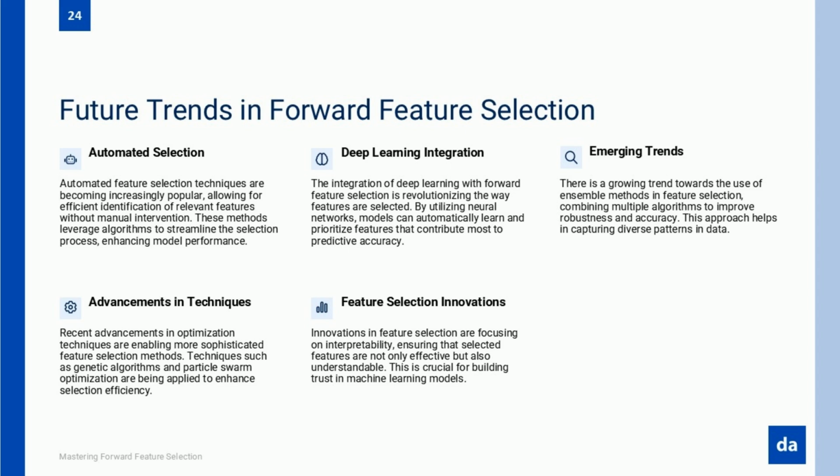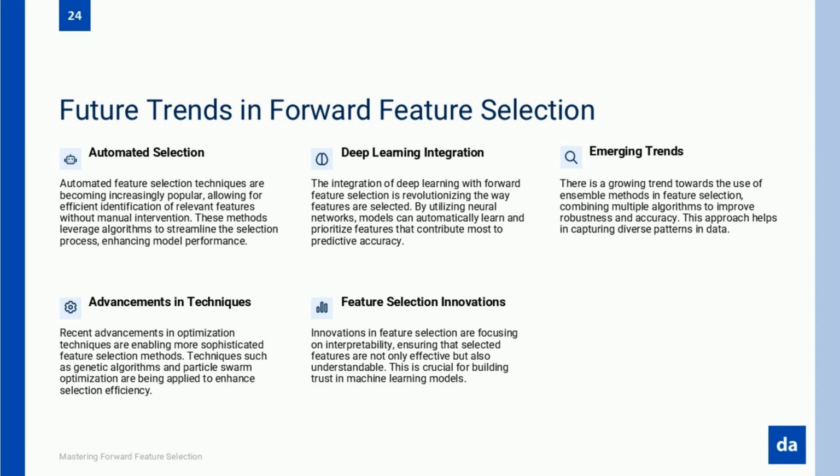Then there's deep learning integration. Traditional forward feature selection is mostly used in structured datasets, like tables of customer transactions or medical records. But what about unstructured data, like images, text, and audio? Neural networks are learning to apply feature selection techniques inside deep learning architectures, identifying the most relevant patterns in massive datasets while filtering out noise. Expect to see hybrid approaches that combine forward feature selection with deep learning feature extraction.